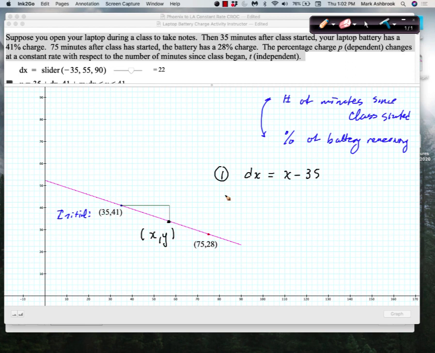Okay. How about Lydia from there? What's next? So this is our dx, x minus 35. Y final minus y initial? However we want it. Yeah, we want to use constant rate of change. Oh, so I think it was negative 0.325 or something? Times x minus 35.